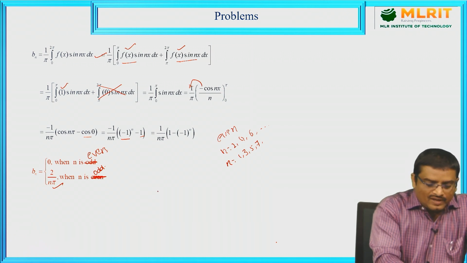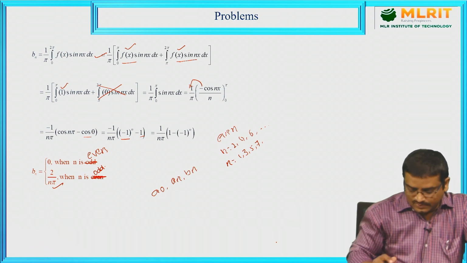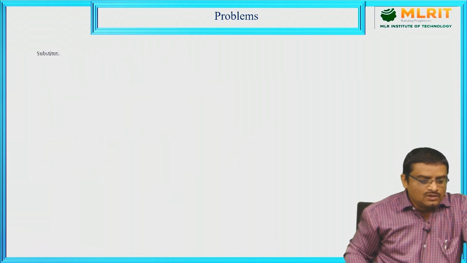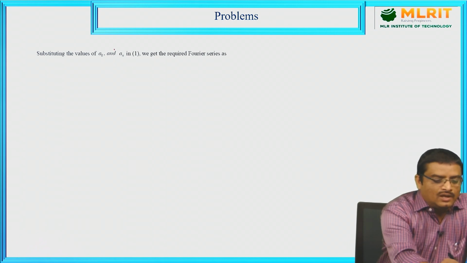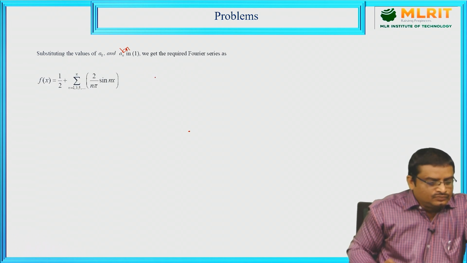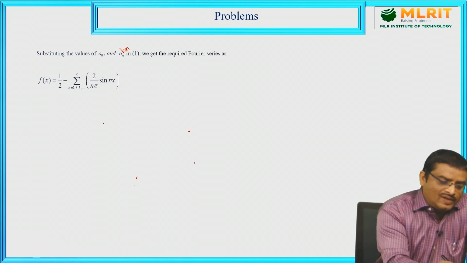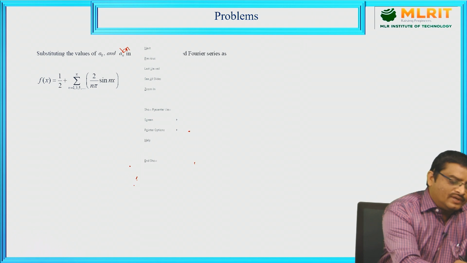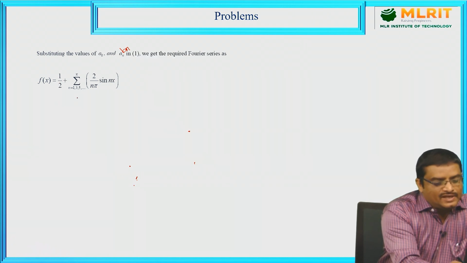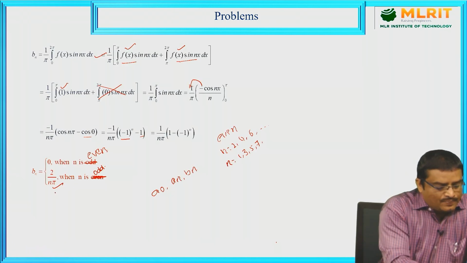Now we have the a naught value, an value and bn value. You substitute these three values in the standard Fourier series expansion given by equation 1. So substituting a naught, an and bn in equation 1, we get our required Fourier series here. Here a naught is equal to 1, so a naught by 2 can be written as 1 by 2. Since an is equal to 0, we can neglect the second term which contains cos nx.